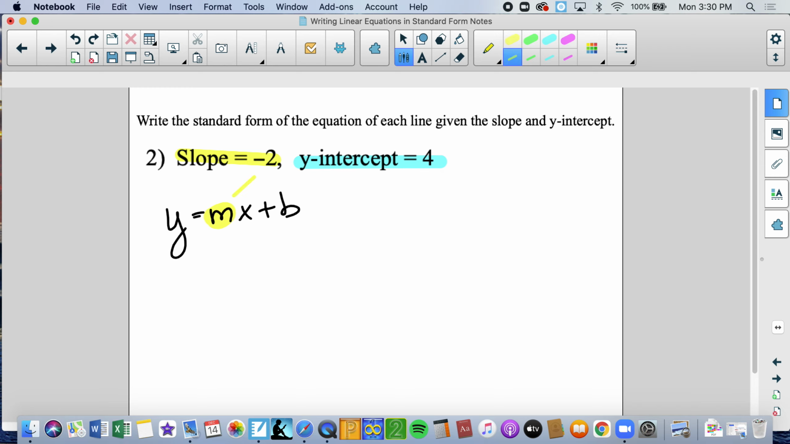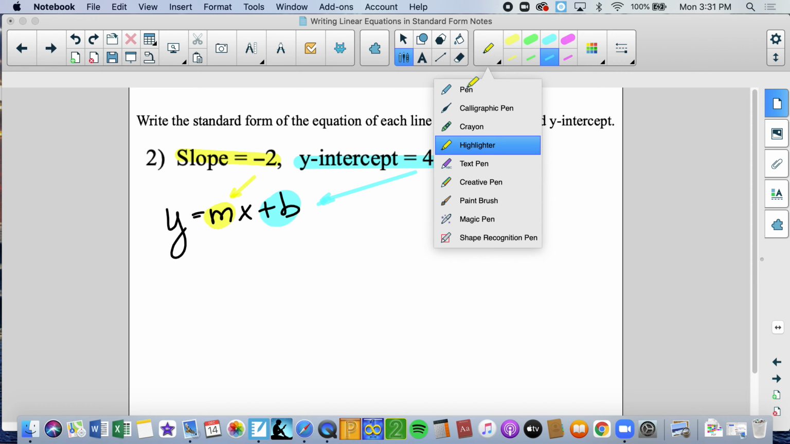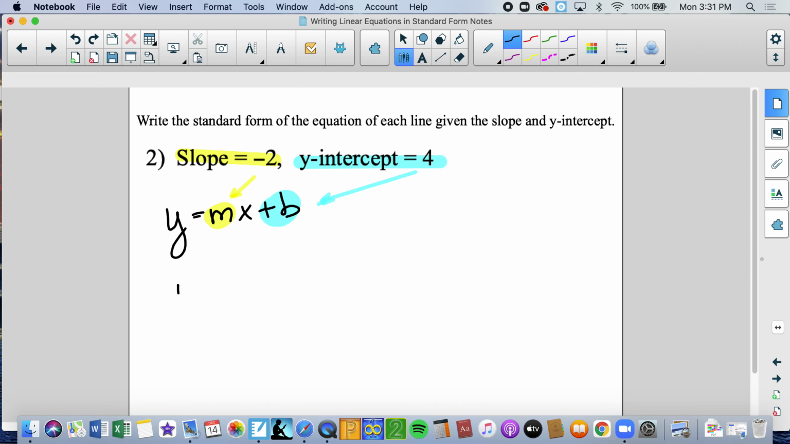So we're going to take that -2 and plug it into the m variable, and then we're going to take our y-intercept and plug it into the b value. We're going to rewrite it and see what we get. If we substitute those values, this template now becomes y equals -2x plus 4. Now remember, it wants you to write it in standard form.